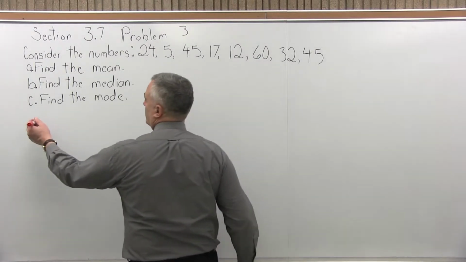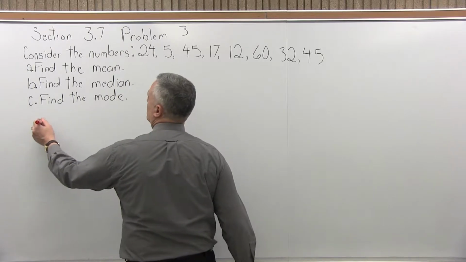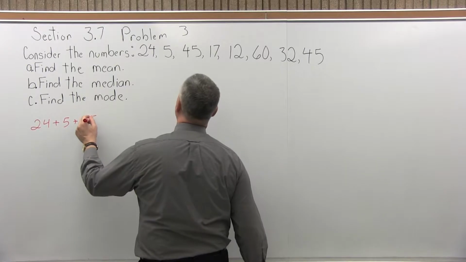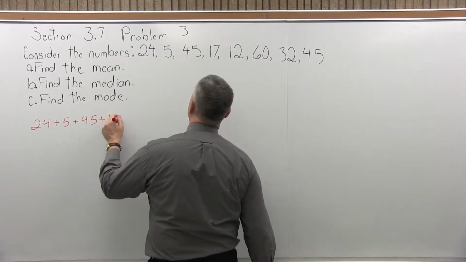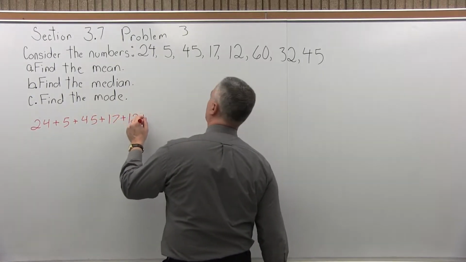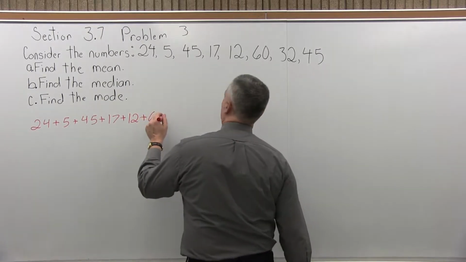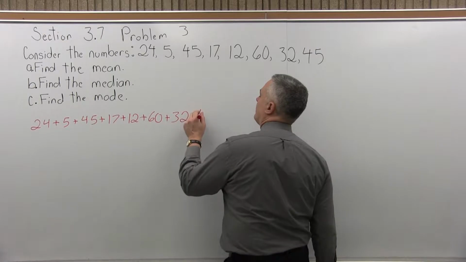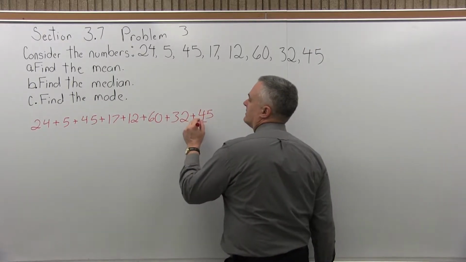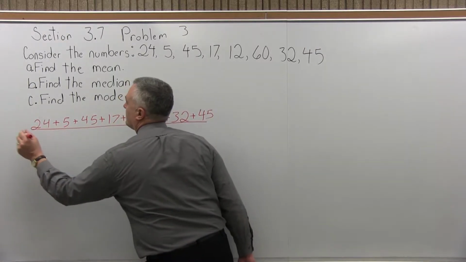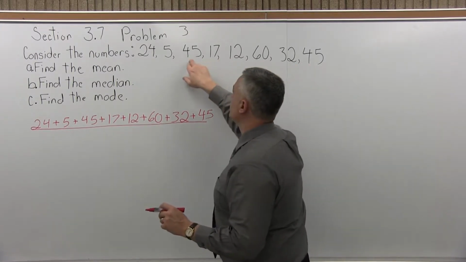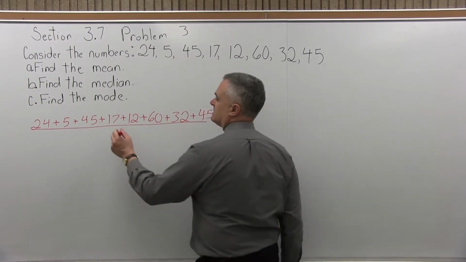So what that would amount to is 24 plus 5 plus 45 plus 17 plus 12 plus 60 plus 32 plus 45, and we would divide by, should be 8. 1, 2, 3, 4, 5, 6, 7, 8. 8 numbers.